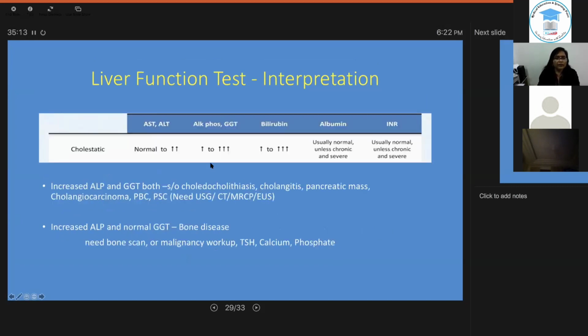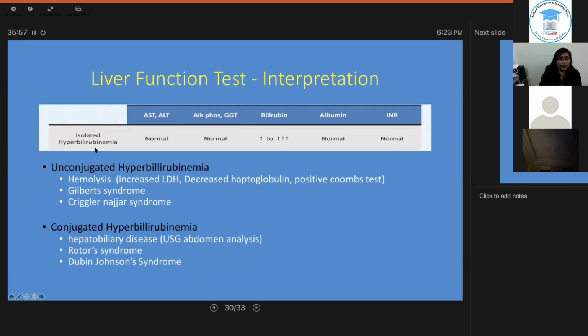The second is the cholestatic pattern. Again, in this, we have raised alkaline phosphatase and gamma GT. If both are raised, we suspect either choledocholithiasis, cholangitis, some pancreatic mass, cholangiocarcinoma, primary biliary cirrhosis, or PSC. This needs further confirmation by doing ultrasound, CT, or MRCP. We can further delineate one of them. And if there is increased alkaline phosphatase with normal GGT, this shows this is a bone disease. This requires either a bone scan or malignancy workup, TSH, calcium, or phosphate.